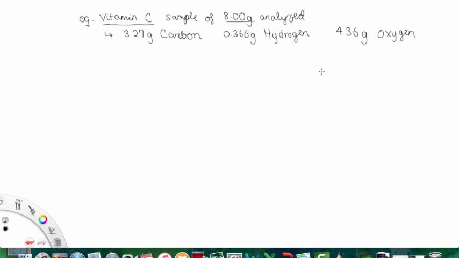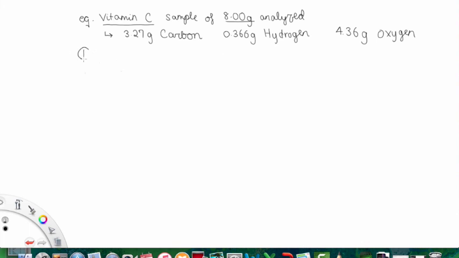So here's an empirical formula / molecular formula problem. In this problem we have vitamin C, which is a compound made up of carbon, hydrogen, and oxygen. A sample of 8 grams is analyzed and they end up with 3.27 grams of carbon, 0.366 grams of hydrogen, and 4.36 grams of oxygen. From here they want you to calculate the empirical formula.